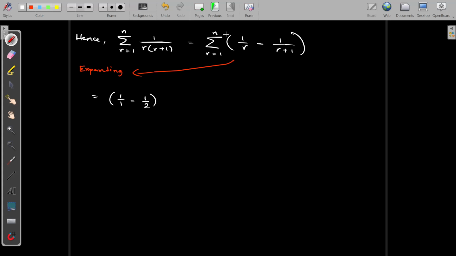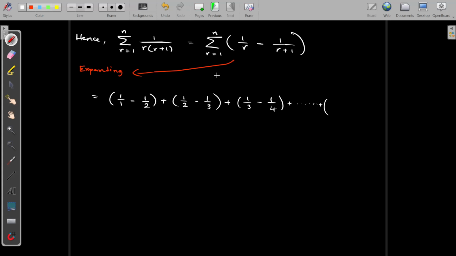And remember, series, we're basically summing all of this up to n. We don't know what n is, but we're just going to do a few to see if we notice anything. When r is equal to 2, that's 1 over 2 minus 1 over 3. When r is equal to 3, that's 1 over 3 minus 1 over 4. And then we continue until we get to, well, we aren't quite at where r is equal to n as yet.